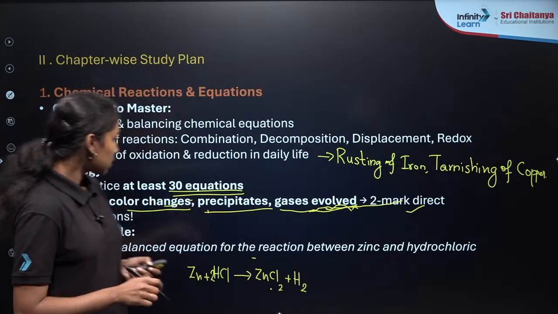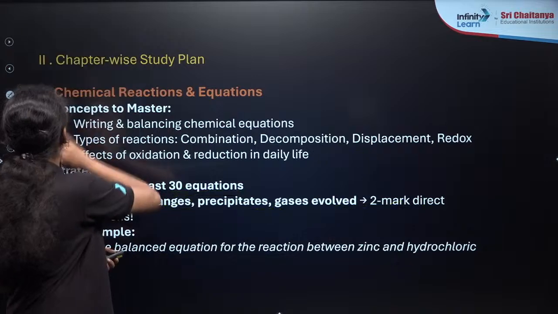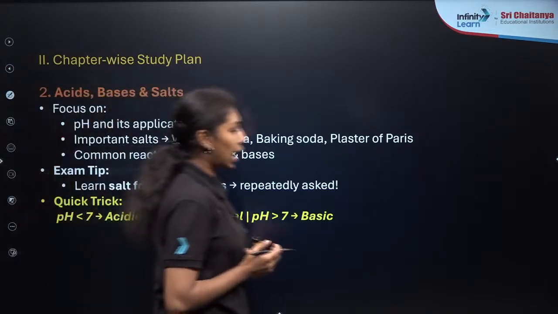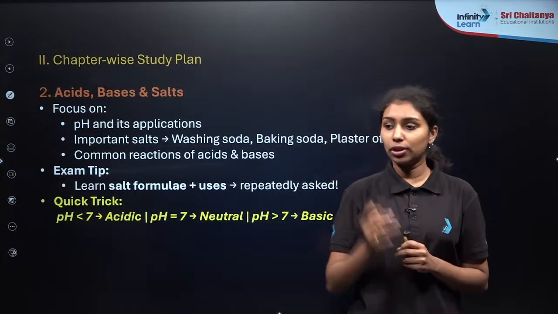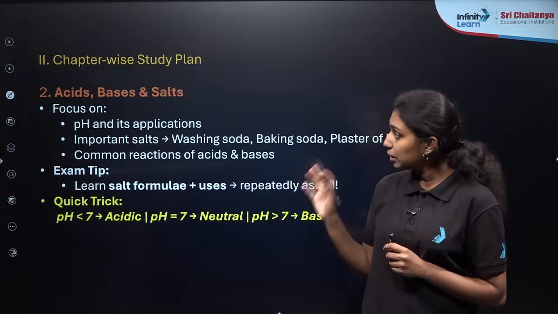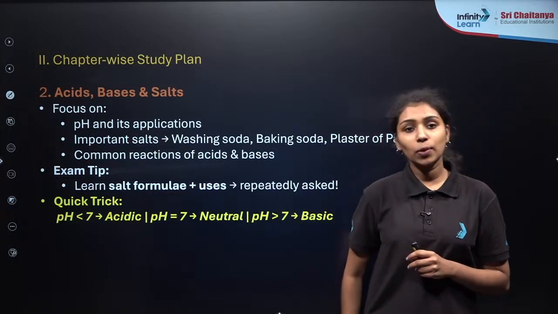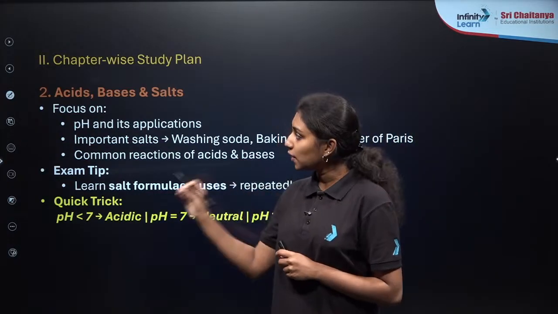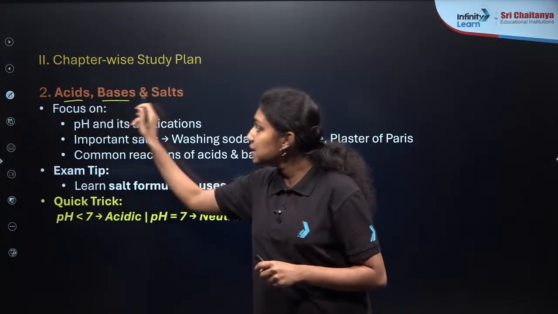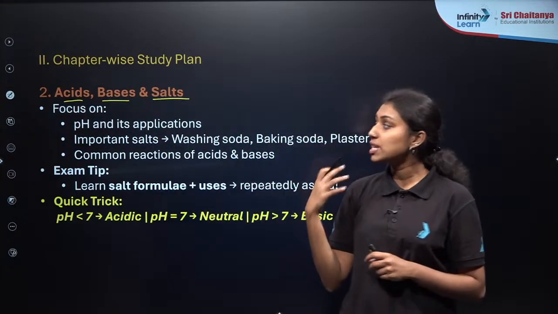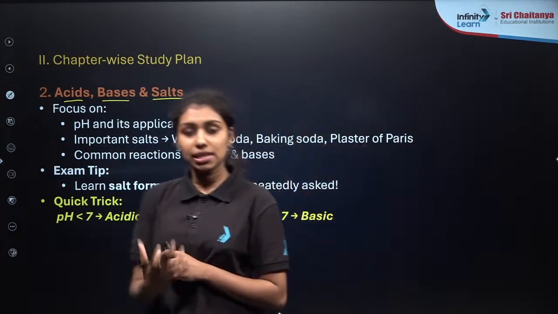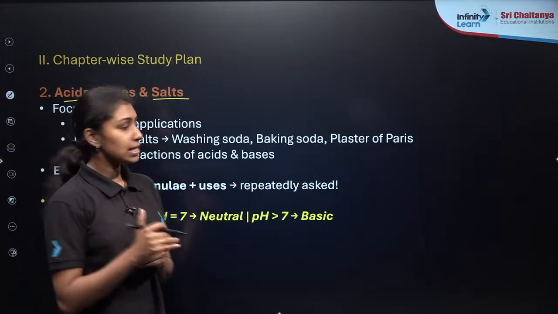Now we need to focus on the second chapter, acids, bases and salts. We have already completed the one-shot revision for the particular chapter itself. So as we already know, we will be discussing acids, bases and salts, right? How they are forming the salts, what is the nature of their salts, whether it is acidic, basic or neutral depending upon the acids and bases, right?